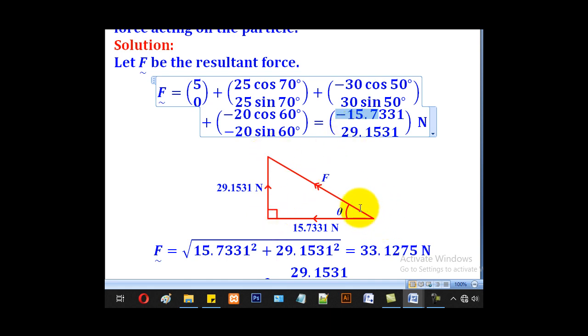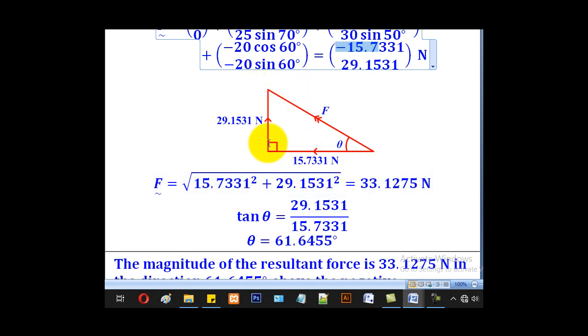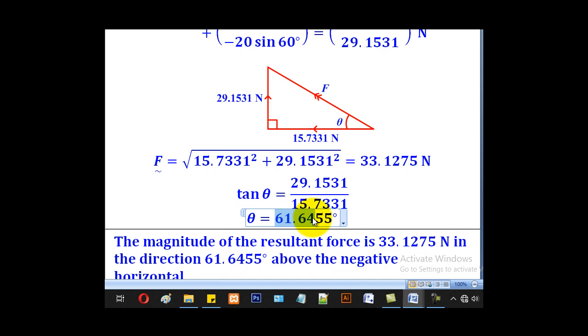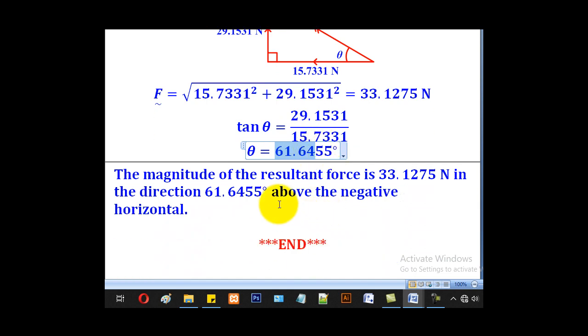Now the line joining the start to the end denotes the resultant force, which is F. Since this is a right angle triangle, we can use Pythagoras theorem to come up with our magnitude, which is 33.1275. Then the direction, this is opposite, this is adjacent, so you can use tan theta equal to 29.1531 divided by 15.7331. We'll come up with 61.6455. So that will be the direction. Then you can conclude that the magnitude of the resultant is 33.1275 newtons in the direction 61.6455 above the negative horizontal.